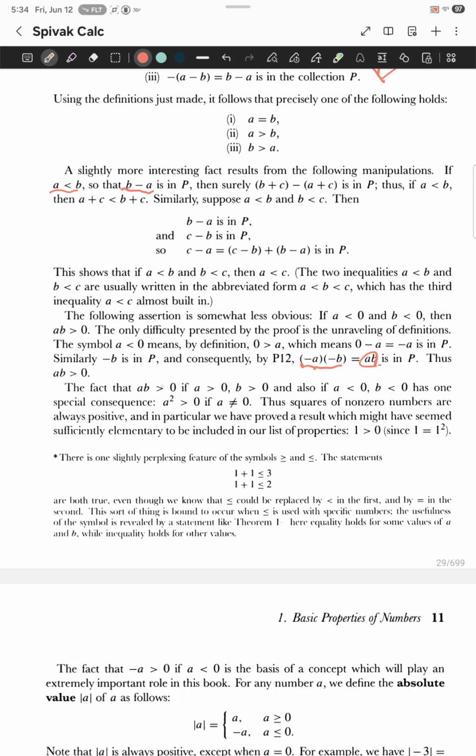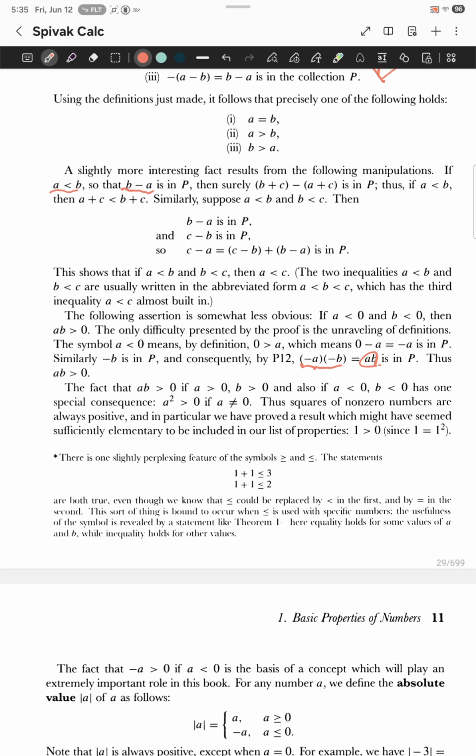The fact that AB is greater than 0, if A is greater than 0 and B greater than 0, and also if A less than 0 and B less than 0, has one special consequence. A squared is greater than 0 if A is not equal to 0. Thus, squares of non-zero numbers are always positive, and in particular we have proved a result which might have seemed sufficiently elementary to be included in our list of properties, which is 1 is greater than 0, since 1 is equal to 1 squared.